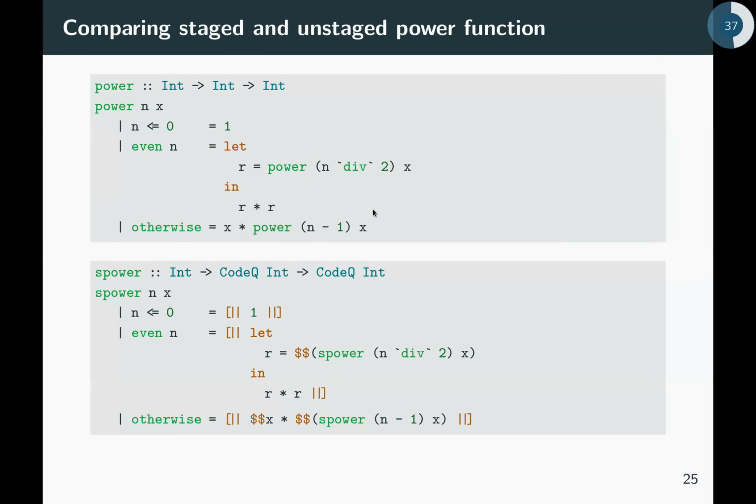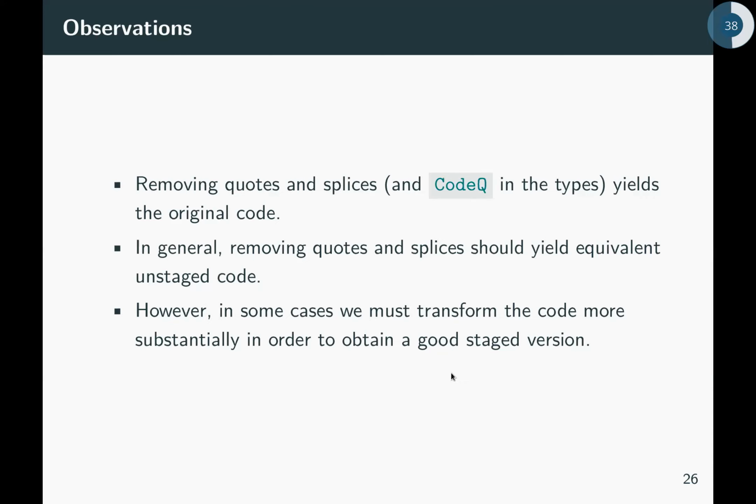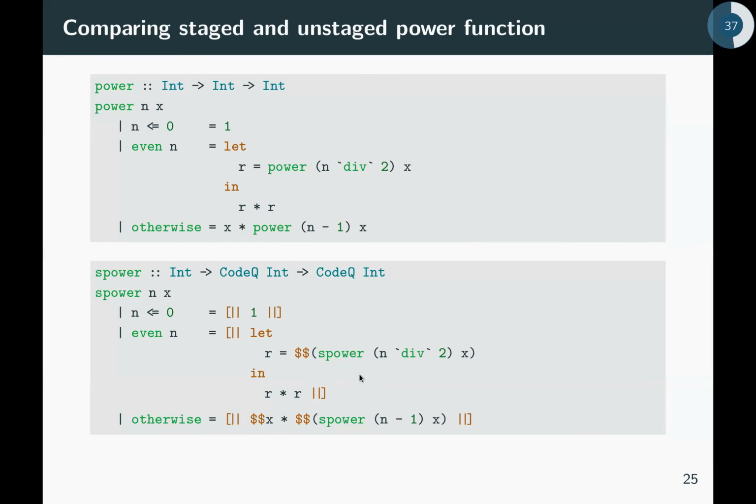Right. And here on the slides, we see the versions, the normal one and the Template Haskell one. We see it's not very different. It's not much longer. The only thing is that we had to add some quotes and splices, basically. That's more or less the same algorithm. So if we remove the quotes and splices in this version, we would exactly get that one back.